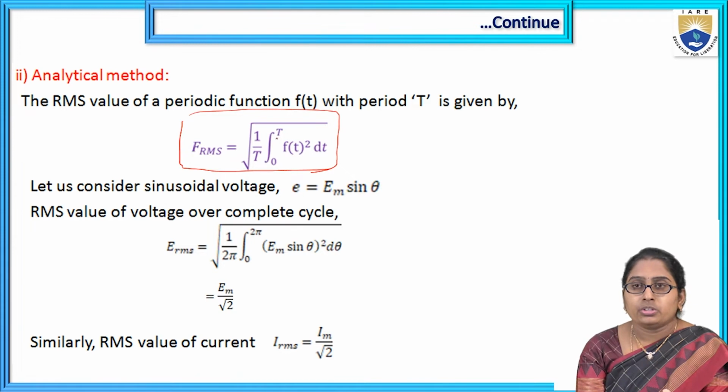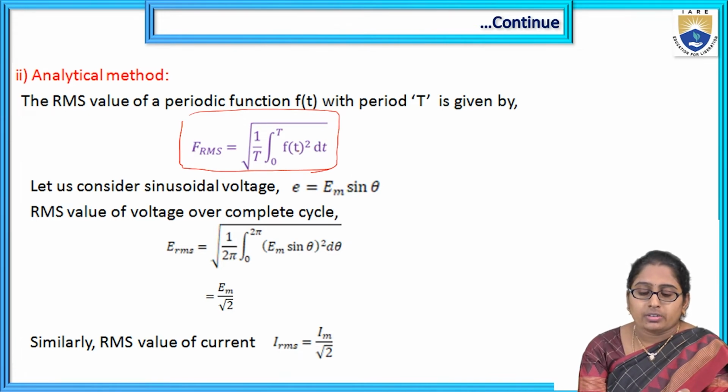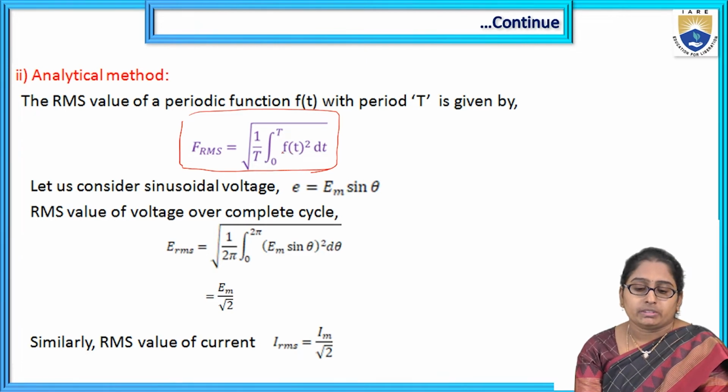So under root, 1 by T, the given period, integral of lower limit 0, because only the period capital T is given and the initial time is not given, so take the lower limit as 0 and the upper limit as the given period capital T, and square of the function, that is f of t whole square dt. So that is the expression to calculate the RMS value in analytical method.